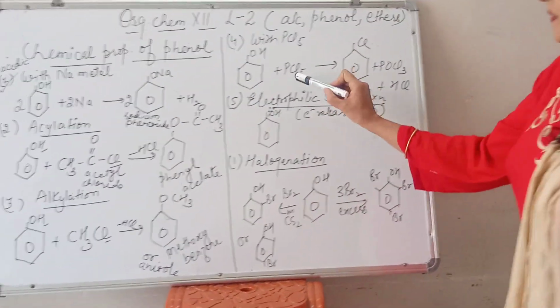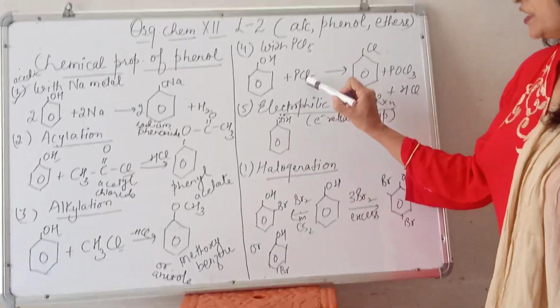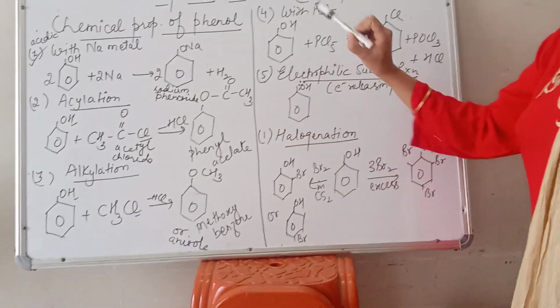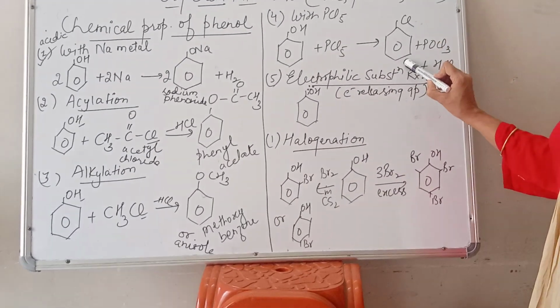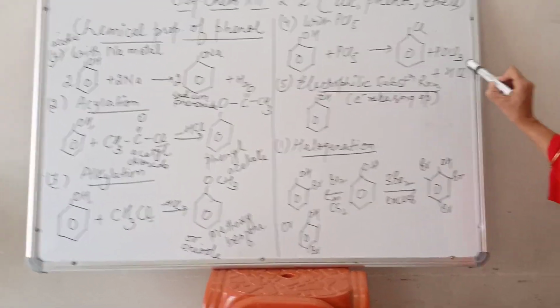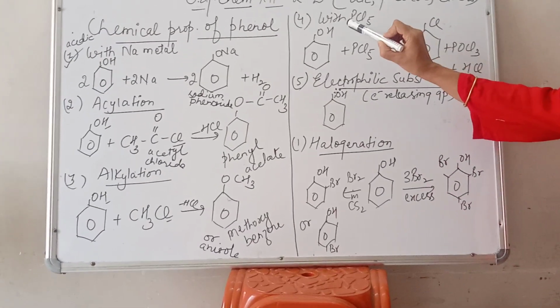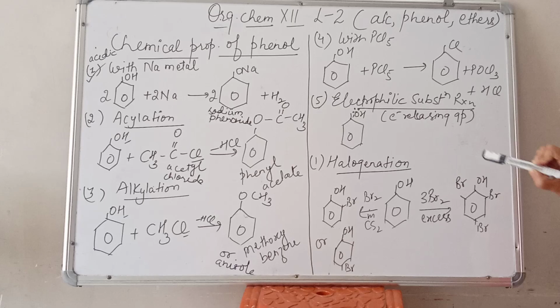So what happened with PCl5? Now PCl5 is a chlorinating agent. It will introduce chloro group in place of this hydroxy group. So what happened? Chlorobenzene is produced and these two are additional. These are produced every time when we react any compound with PCl5.